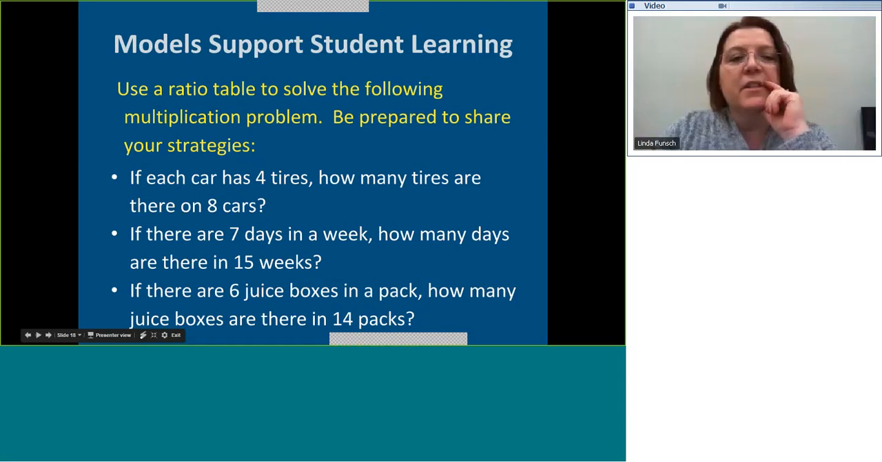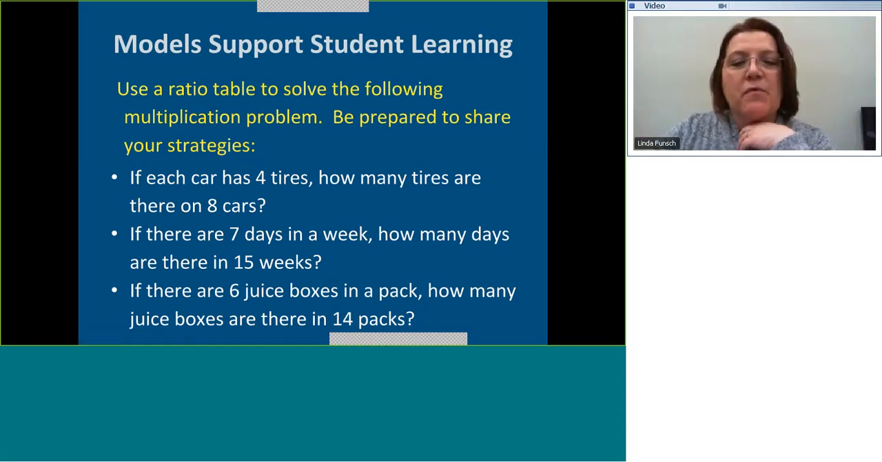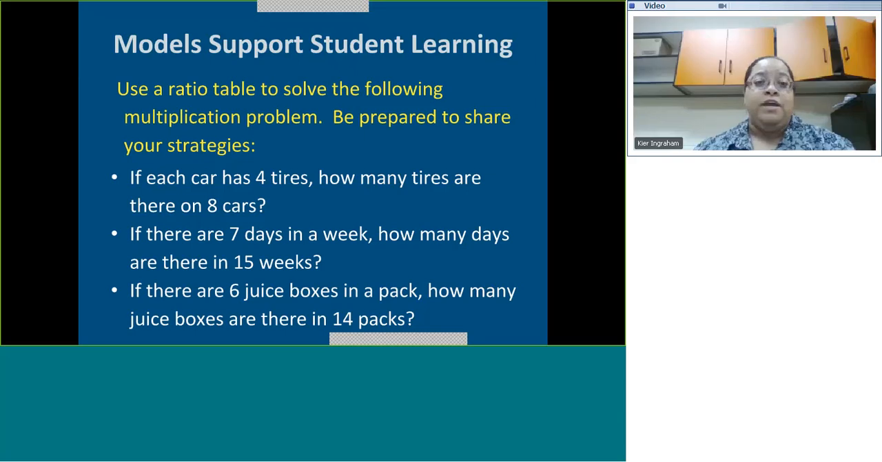I think for the sake of time, we're going to skip over this slide so that we can get through a few more important points. Yes, these were just additional samples of ratio tables and how you can end up setting them up and having them with the story problems, which is extremely important.